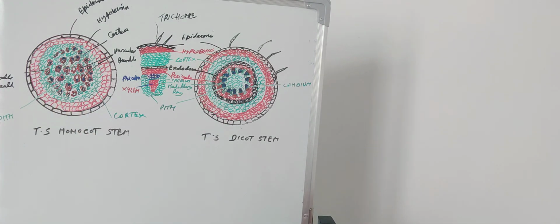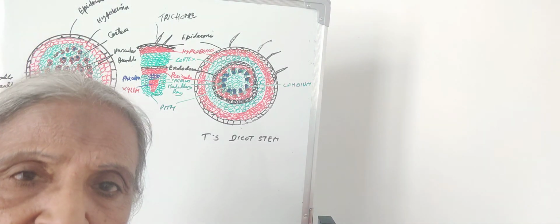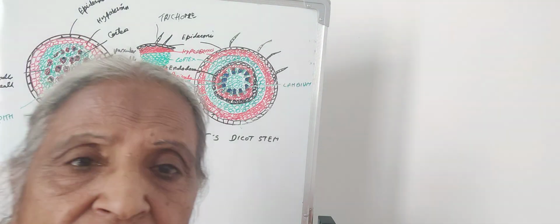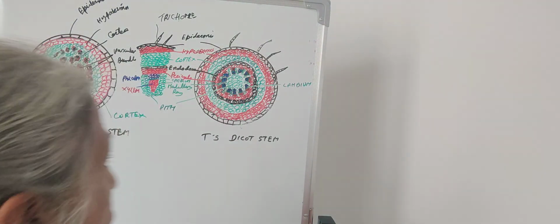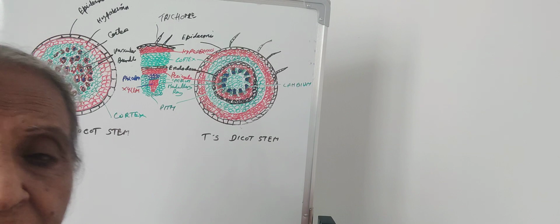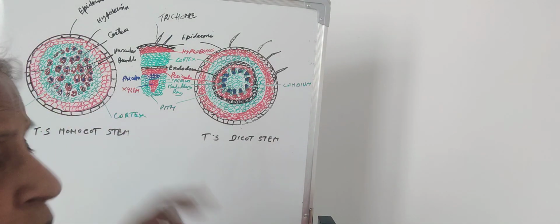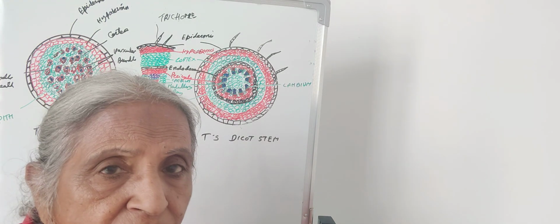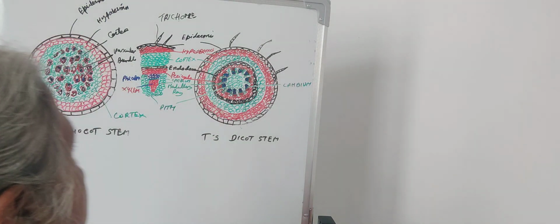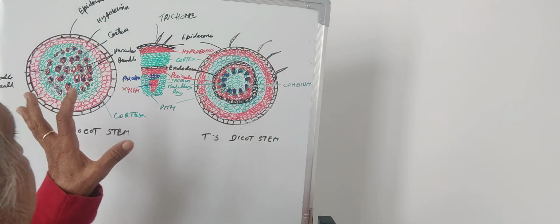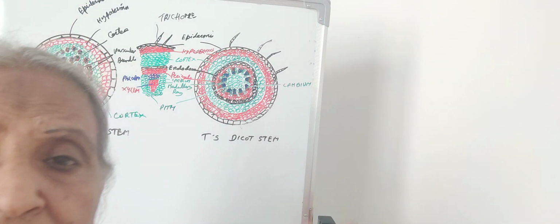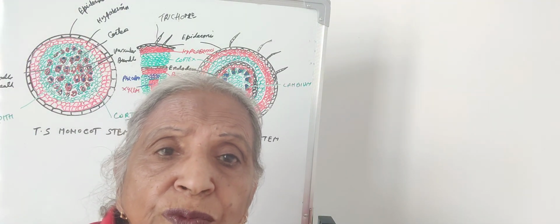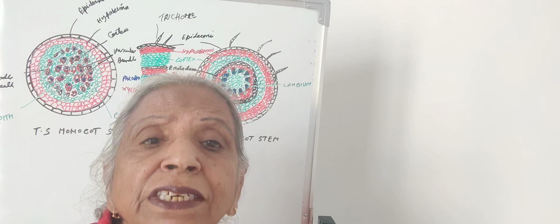And what about the anatomy of monocot stem? It is very much similar to the dicot stem. The outermost layer is epidermis. Then the next layer is hypodermis. Hypodermis in this case is sclerenchymatous. And then it encloses a large mass of green cells, that is ground tissue.